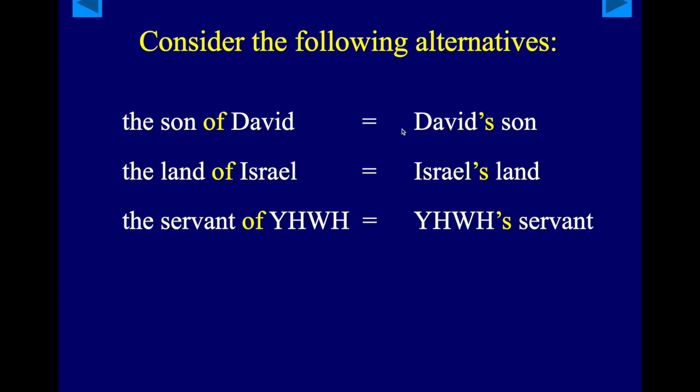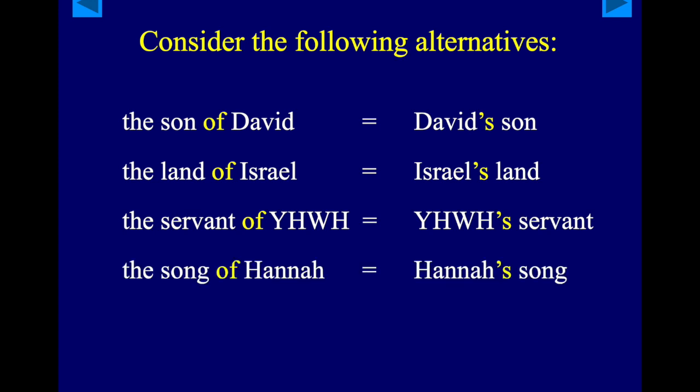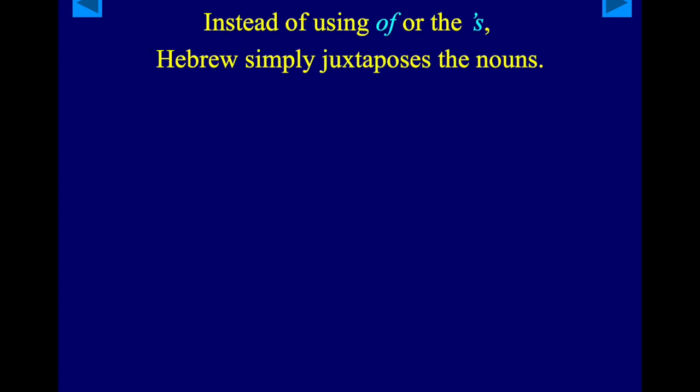Notice that these words here, David, Israel, Yahweh, these are definite, right? They're definite names, a name of a king, a name of a place, a nation, and a land, the name of a god, right? So David, Israel, Yahweh, these are definite things. So the servant of Yahweh, the land of Israel, the son of David, David's son, Israel's land, Yahweh's servant. We're talking about the possessive of particular nouns. The song of Hannah, Hannah's song. Same exact way. So instead of using of or apostrophe S, Hebrew simply juxtaposes the nouns. Hebrew just puts the nouns one right after the other.